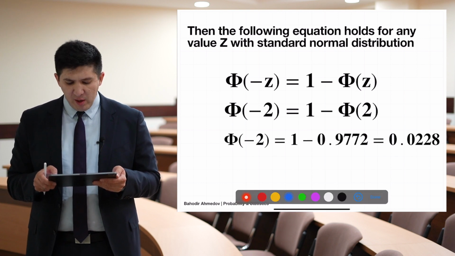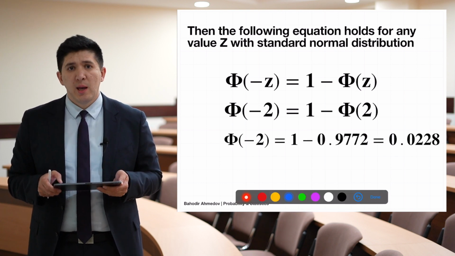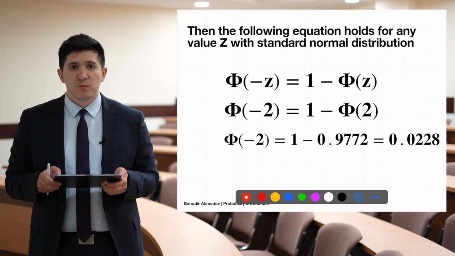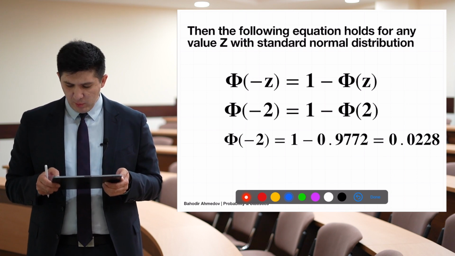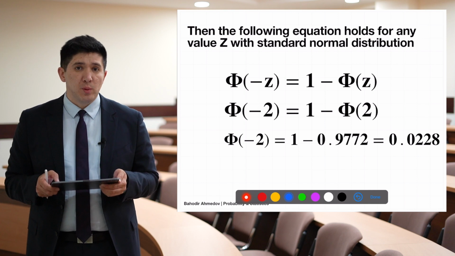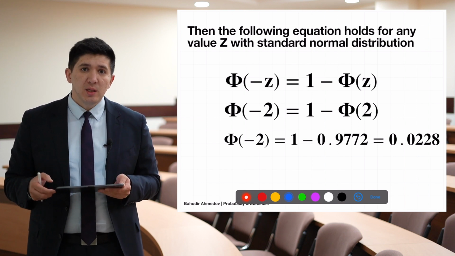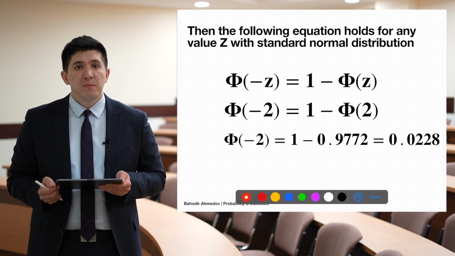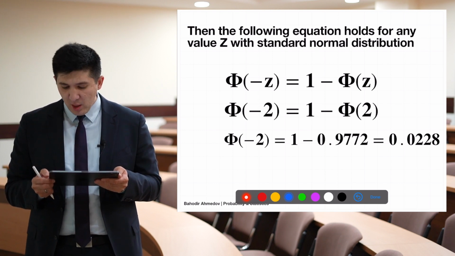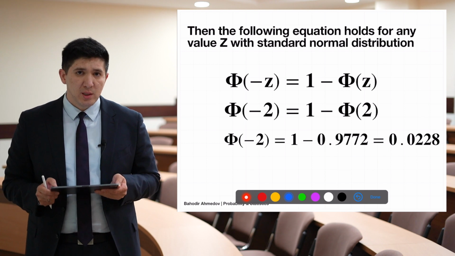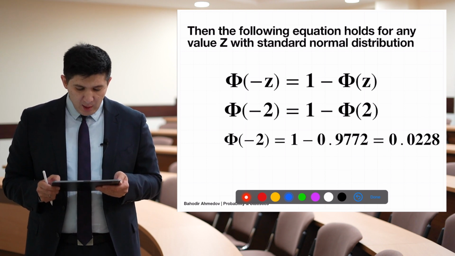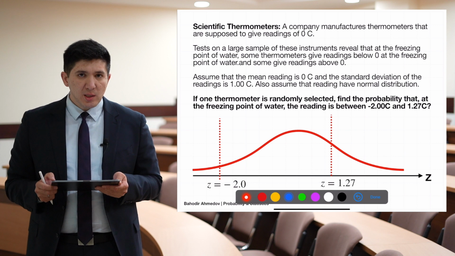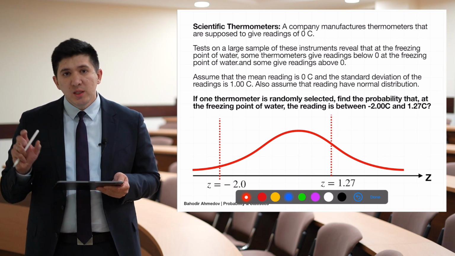So we've already found that phi of t is equal to 0.9772, and if you subtract this from 1, it is going to be 0.0228. So the probability that a randomly chosen thermometer is going to show a temperature below minus t is going to be 0.0228. Okay, so let's do one more exercise where we have to find the probabilities in between the t values.